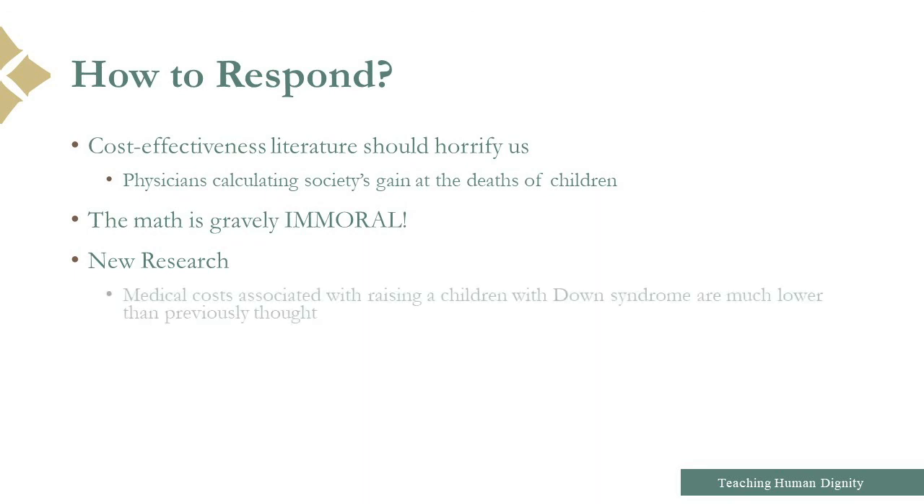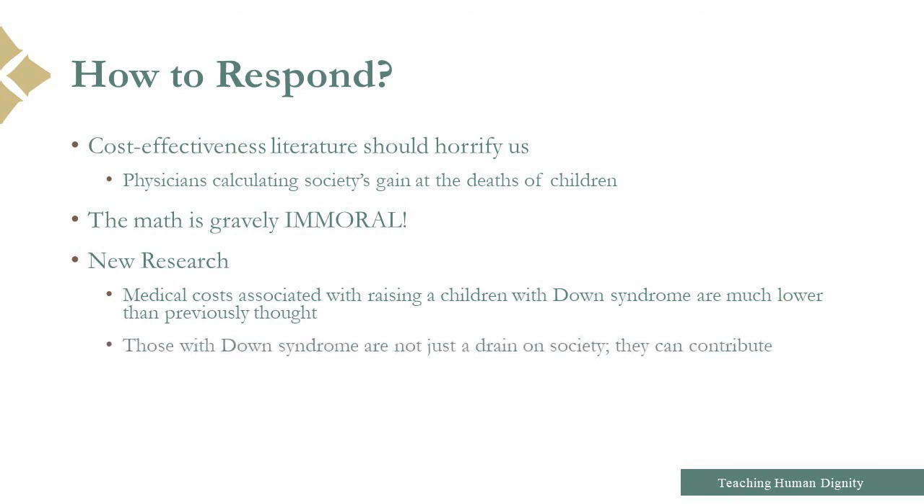For example, he's published some research suggesting that medical costs associated with raising a child with Down syndrome are much lower than previously thought. He's worked to show also some positive characteristics of individuals with Down syndrome. And he's shown in different ways that they are not simply a drain on society, right? That they can contribute, they hold jobs, they do productive things. You might have heard of some of the research, right?